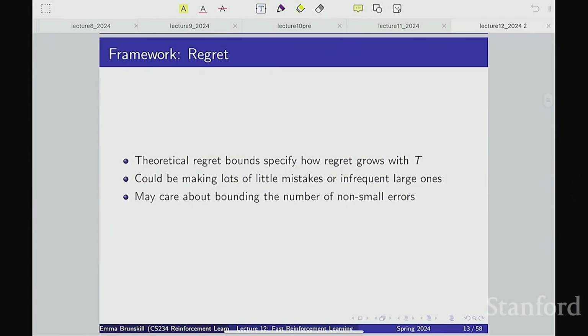So in regret, we just try to think about how we quantify the performance as we make lots of decisions. So T here is the number of decisions we make. And we're just trying to think in this case about how many mistakes we make over time.